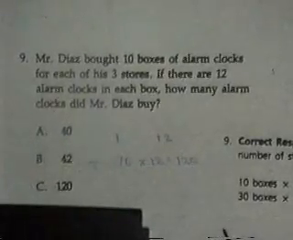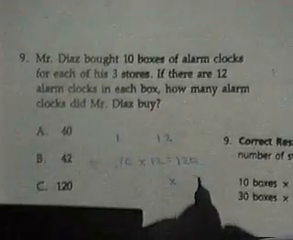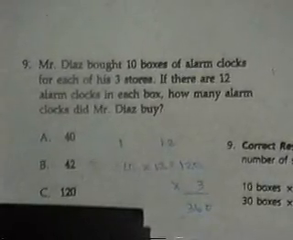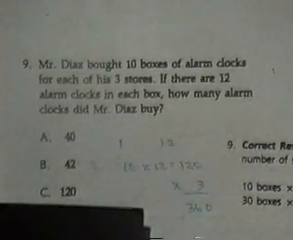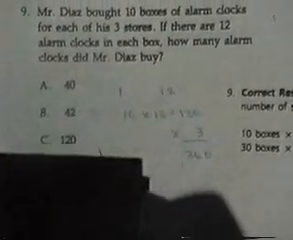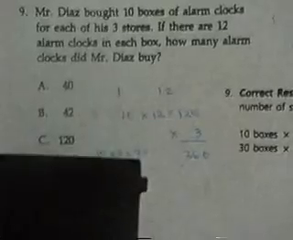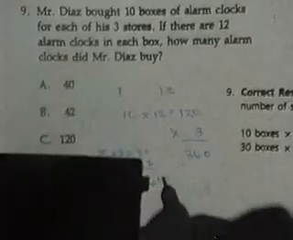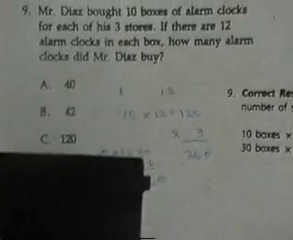clocks. But wait a minute, he said he did this for each of his 3 stores, so we want to come back and multiply that by 3. Now, there are a lot of ways of getting to this problem. For instance, we could say, look, he bought 10 boxes for 3 stores, so he bought 30 boxes. And how many is in each box? 30 boxes times this, and we'll still get 360. And so the correct response is D.